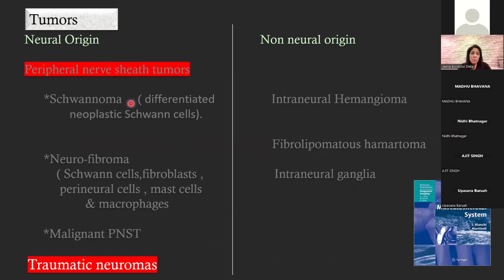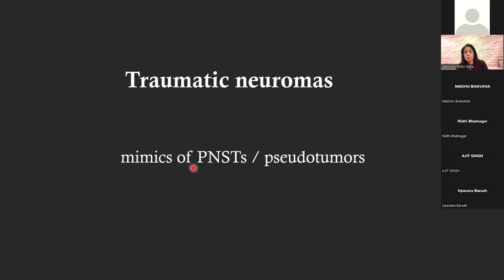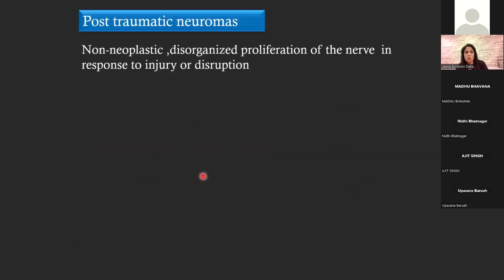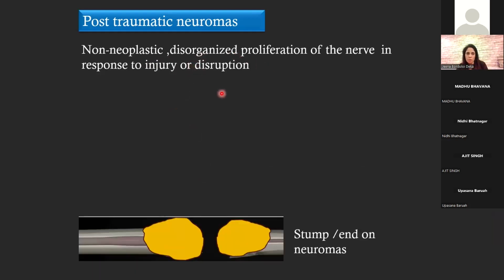So we are done with the PNSTs, and now I'll speak about traumatic neuromas. Traumatic neuromas are mimics of PNSTs, and they are pseudotumors. They are a non-neoplastic, disorganized proliferation of the nerve in response to injury or disruption.